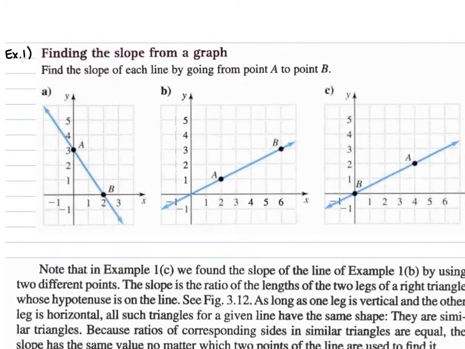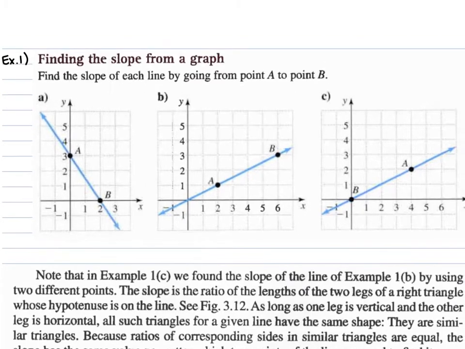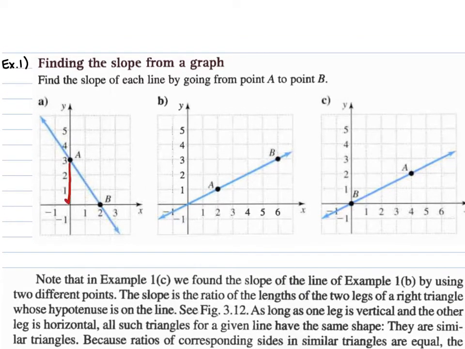So for example A, you have the point A and you have point B. A is the point (0, 3), B is the point (2, 0). So going from left to right, we're going to be going down 3, so that's going to be a negative 3, over to the right 2. So that slope is negative 3 over 2.